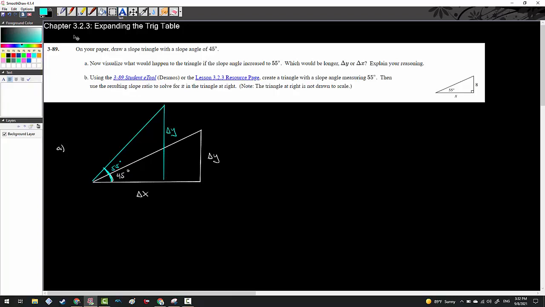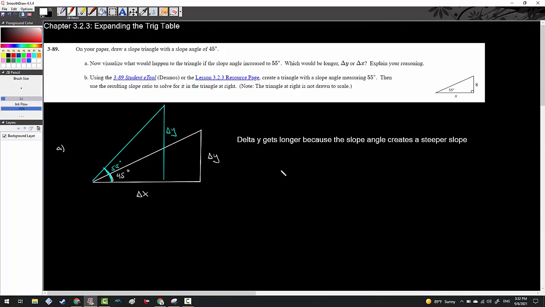Let's go ahead and write that in our notes here before we move on. The delta y gets longer because the slope angle creates a steeper slope. And that's it, right? And so imagine going up a hill that's 45 degrees versus going up a hill that's 55 degrees on a bicycle. It would take a lot more work for that 55 degree hill to get over.